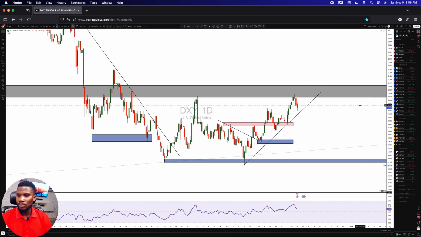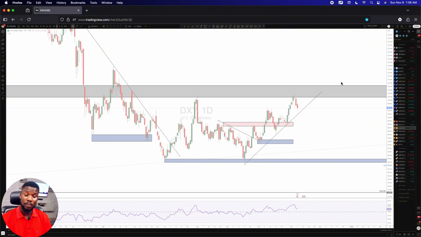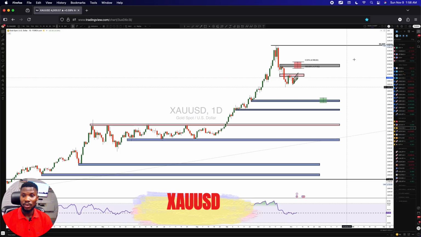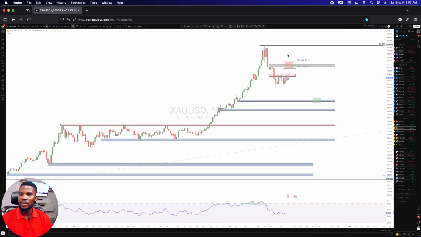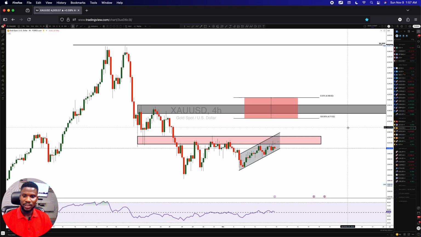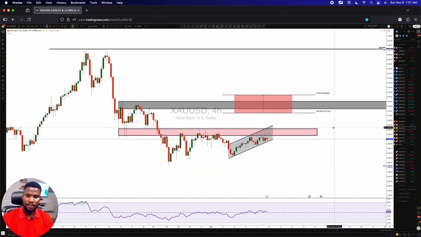So now let's jump straight into my trade recommendation. Let's start with gold. Even though gold is not part of the trade recommendation on Edgefinder, I think I've got something for you guys here. On the 4-hour time frame, you can see gold is flattening out. Gold is technically flattening out.